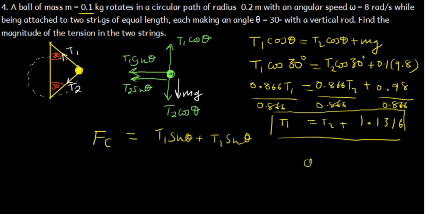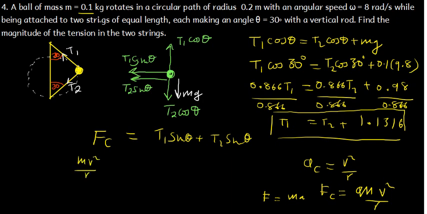We know how to find centripetal acceleration, that is given by v squared over r. From Newton's second law of motion, we know that force is given by mass times acceleration. So that becomes mass times centripetal acceleration, which is v squared over r. So we are saying m v squared over r is going to be equal to T1 sin theta plus T2 sin theta. So the mass in this case is 0.1.